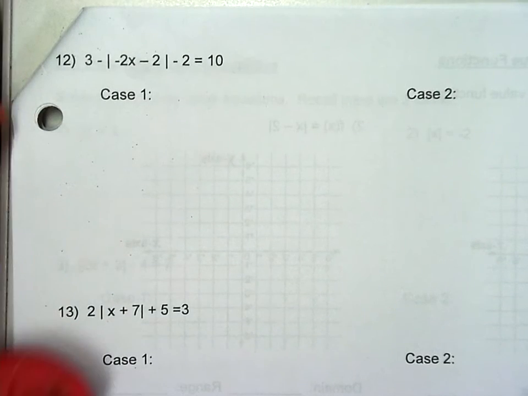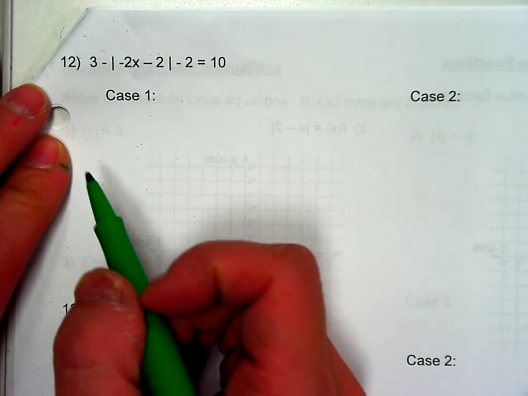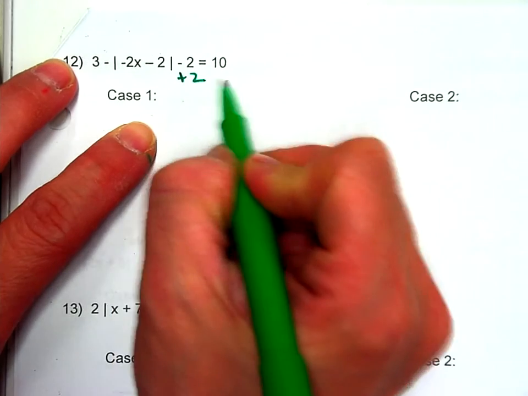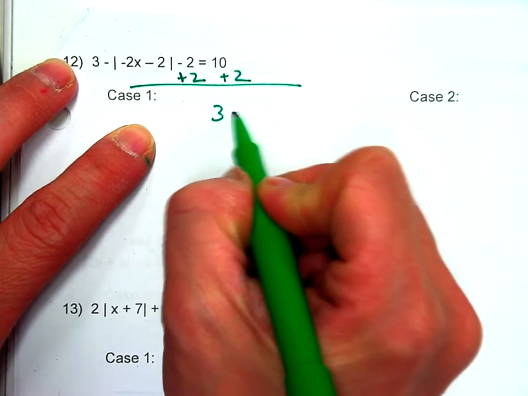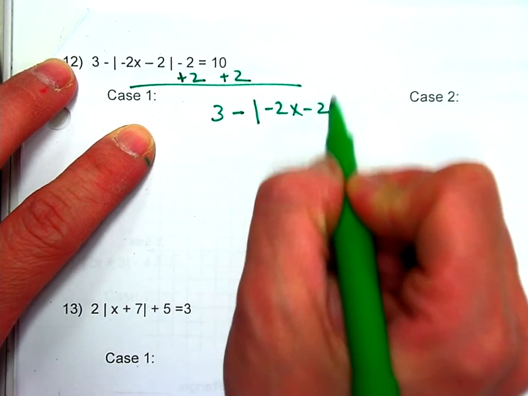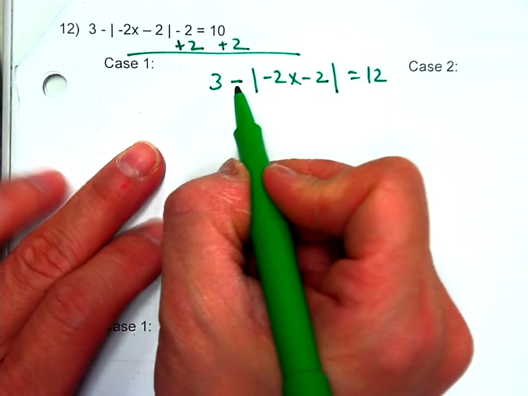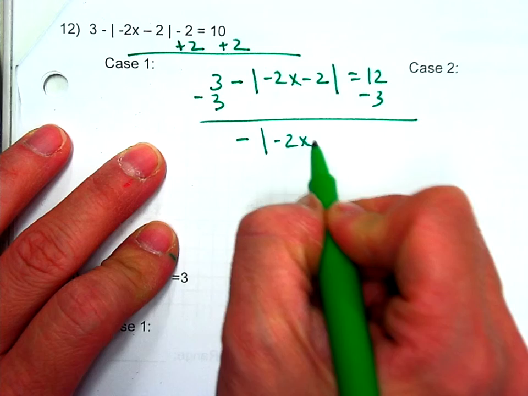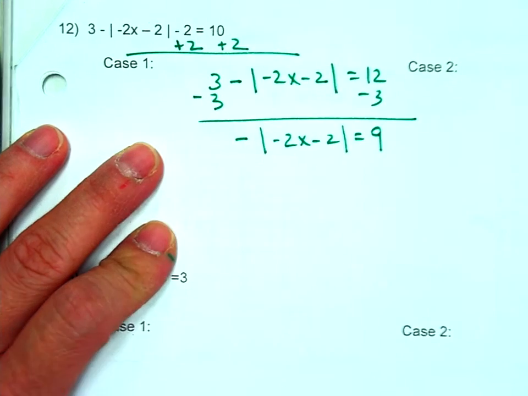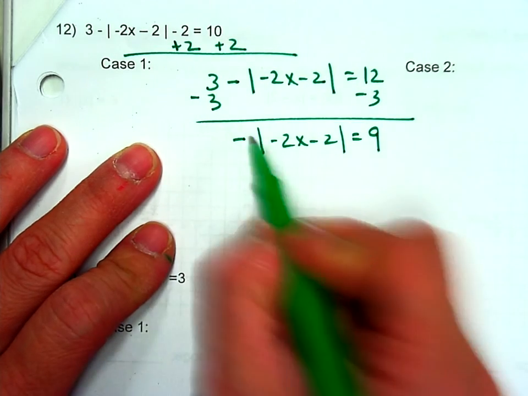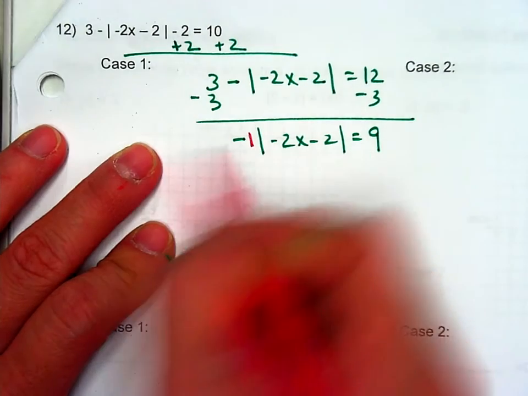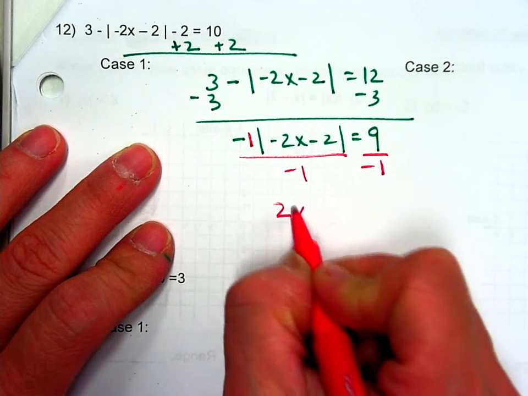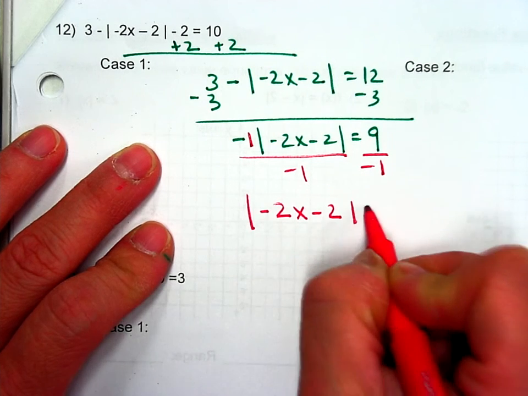Okay, so number 12, I see lots of stuff outside the absolute value, so you want to get rid of it first. I see this minus 2, so I'm going to plus 2 first. I have 3 minus the absolute value of negative 2x minus 2 equals 12. This 3 is a positive 3, so I'm going to minus 3. Keep that negative sign outside. This is 9. This negative is really a negative 1 here, so in order to get rid of that, you're going to divide by negative 1. So I get the absolute value of 2x minus 2 equals negative 9.